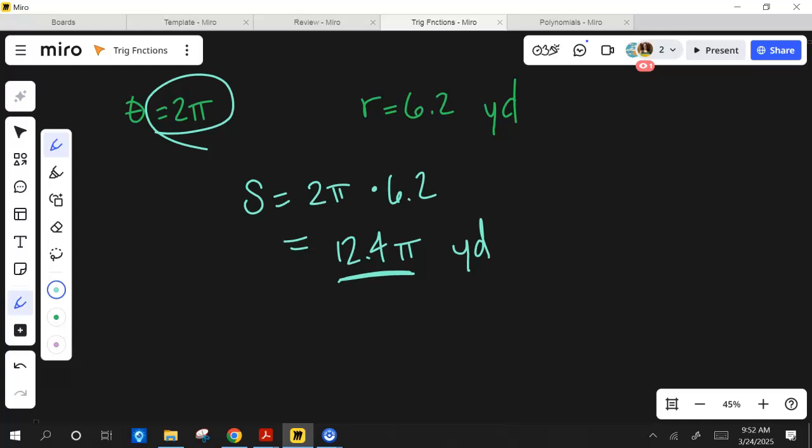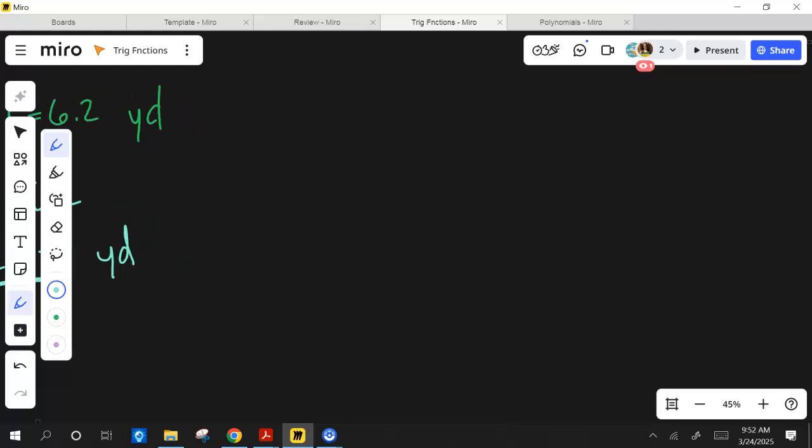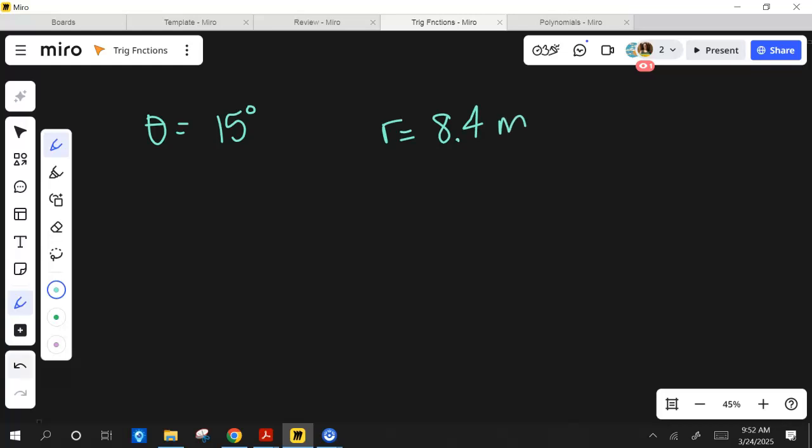Now, what if I'm not in degrees? Oh dear, I mean, what if I'm not in radians? I'm going to have to switch it. So what if my theta is 15 degrees and my radius is 8.4 meters? What is the arc length?